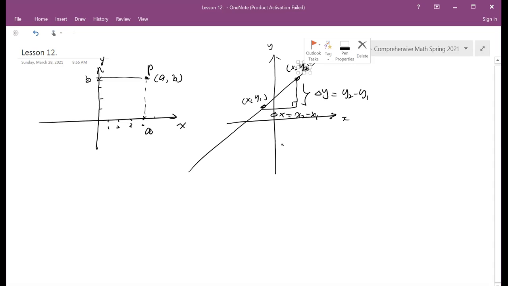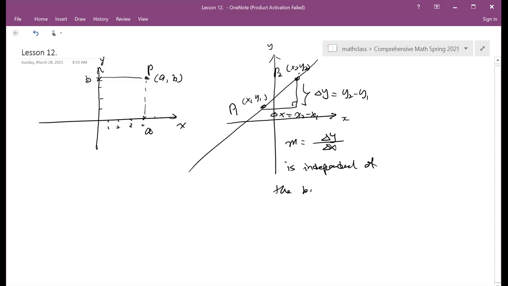So then this ratio, we call the slope. This is independent of the location of the points P1, P2 on the line. So this ratio will be the invariant of the line, and it's called the slope. M is called the slope of the line.